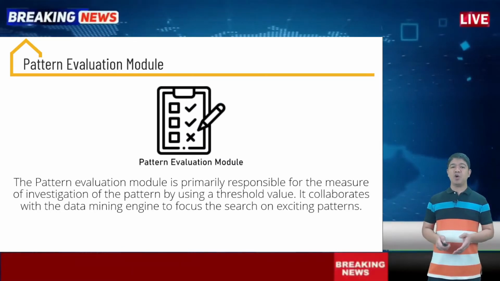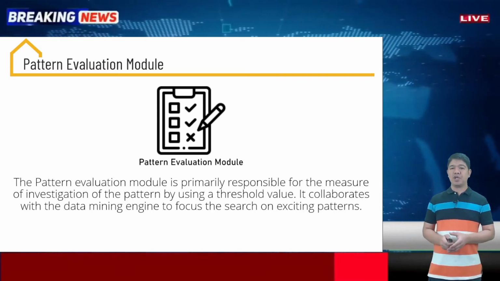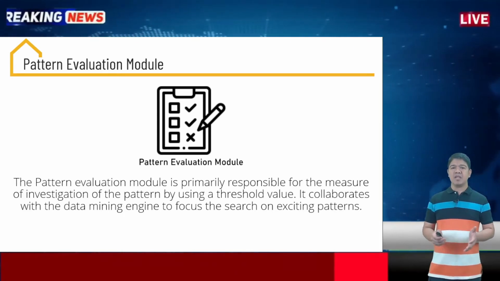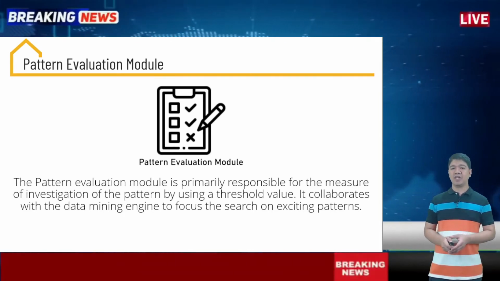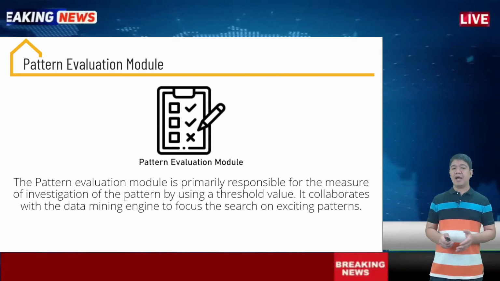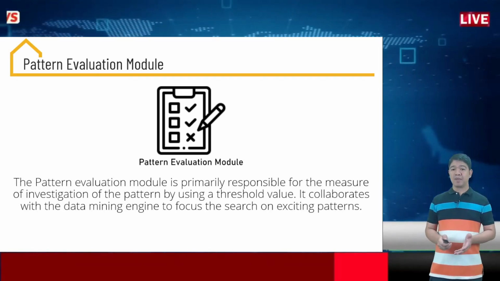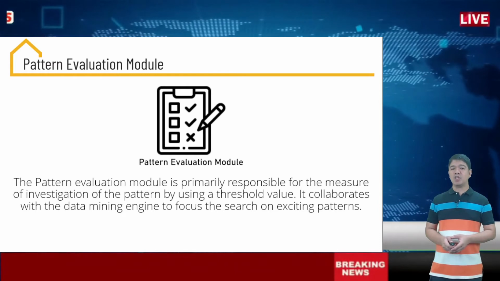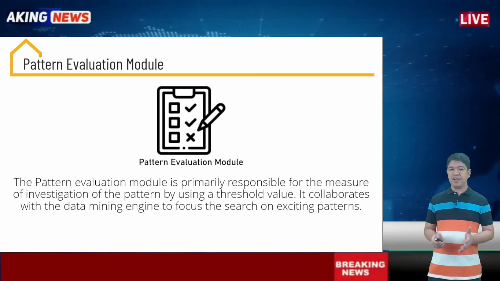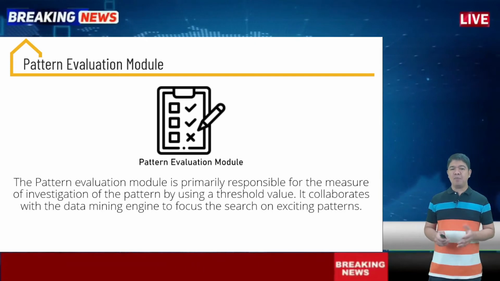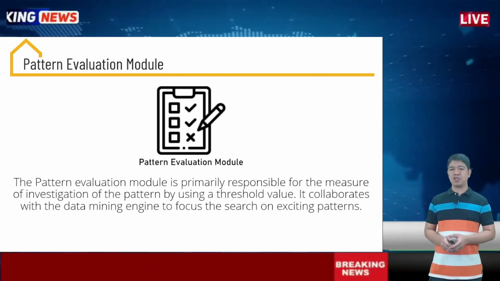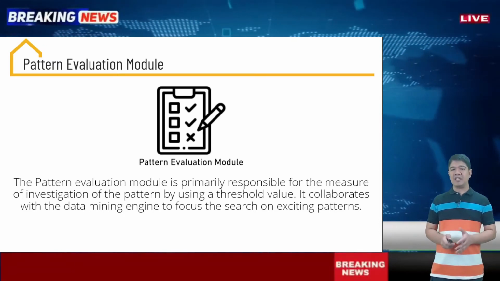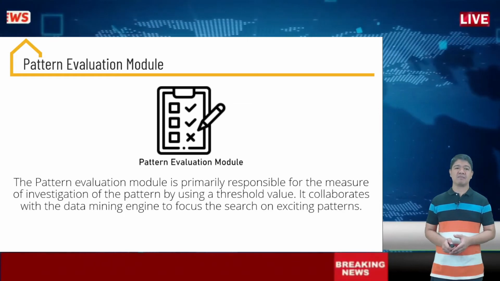This component commonly employs interestingness measures that cooperate with the data mining modules to focus the search toward interesting patterns. It might utilize a threshold to filter out discovered patterns. On the other hand, the pattern evaluation module might be coordinated with the mining module, depending on the implementation of the data mining techniques used. For efficient data mining, it is highly suggested to push the evaluation of pattern interestingness as much as possible into the mining procedure to confine the search to only interesting patterns.